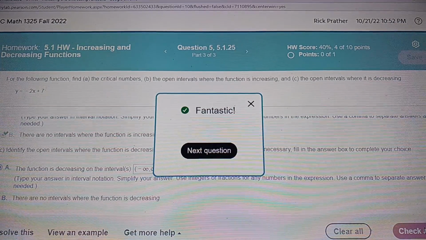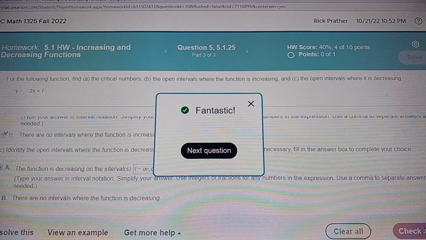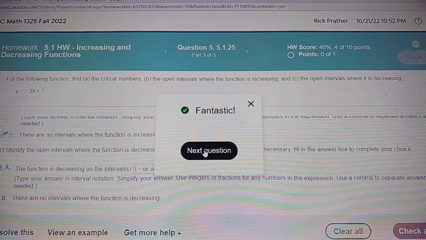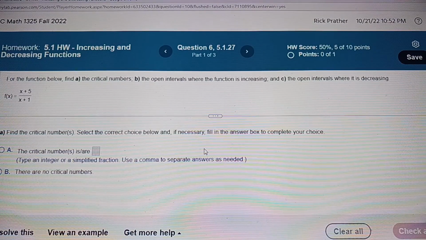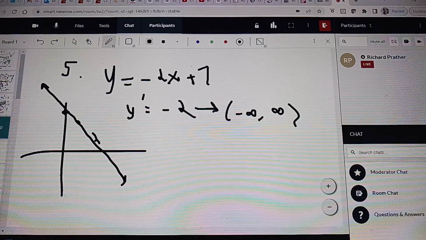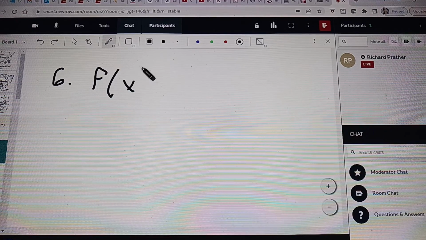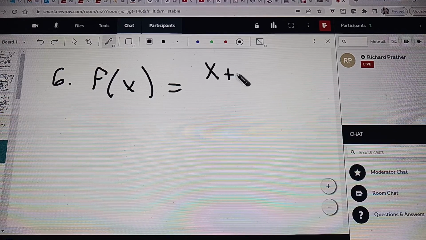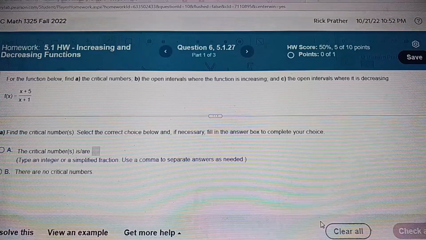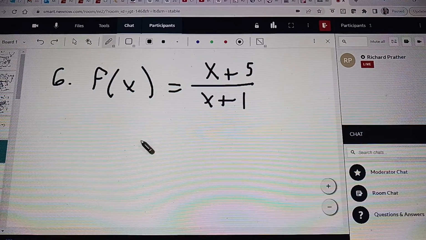So number 5 is a very easy one, but I wanted to show you that quickly so that it makes sense to you that not every function has a critical number, not every function is always increasing, not every function is always decreasing. What about a rational function? The original function is (x plus 5) over (x plus 1). Again, maybe from college algebra you know what that graph looks like. That could help if you knew that. But let's try to do it without even looking at a graph.